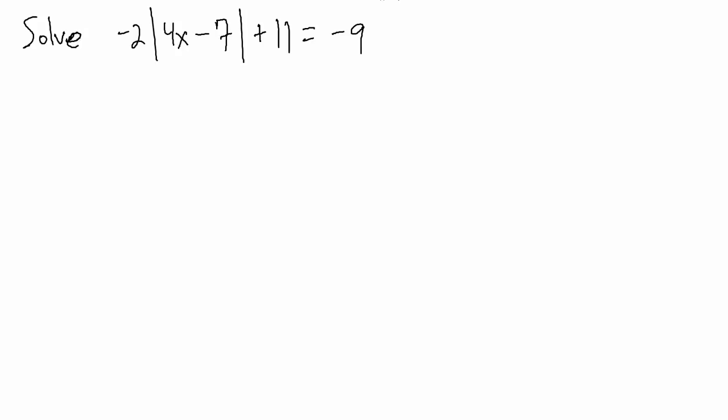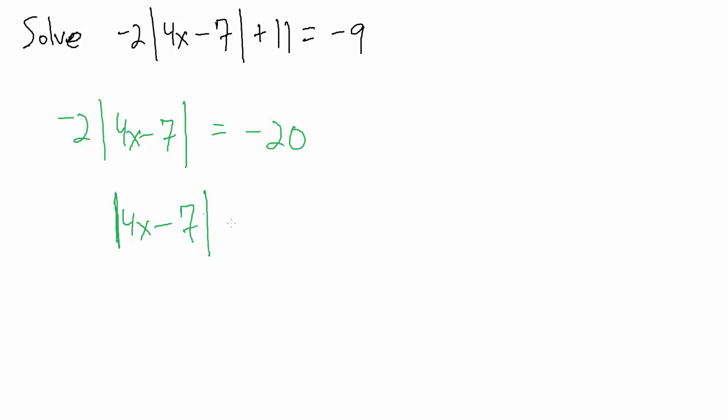The very first thing that we do then is subtract 11 from both sides. So then what we get is -2 times the absolute value of 4x minus 7. And then if we subtract 11 from both sides, then we get -20 on the right-hand side. Now we divide both sides by -2, and that's actually good, depending on how you look at it, because there will be a solution now, but it's more work for us. So then we have the absolute value of 4x minus 7 equals -20 divided by -2, which is positive 10.